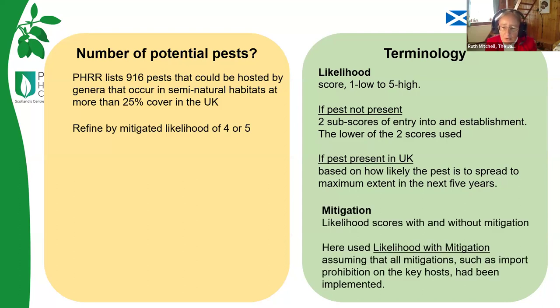And by mitigation, what I mean is that in the risk register, DEFRA have given two scores. So there's the likelihood of the pest establishing in the UK. And then they say, well, if we implement all the mitigation we can to reduce the likelihood of those pests establishing, such as import prohibitions on key hosts, we can then reduce the likelihood. So I've taken the mitigated likelihood in the data that I'm about to show you. And if we do that, we can reduce our list down to 91 pests. So that's still really quite a lot of pests and pathogens with quite a high likelihood of establishing, assuming that all the mitigation that DEFRA want to implement is in place and works, that could be hosted by plants in our natural habitats.